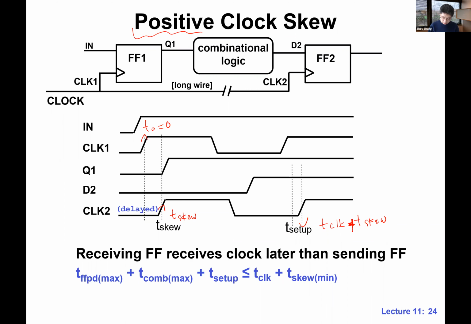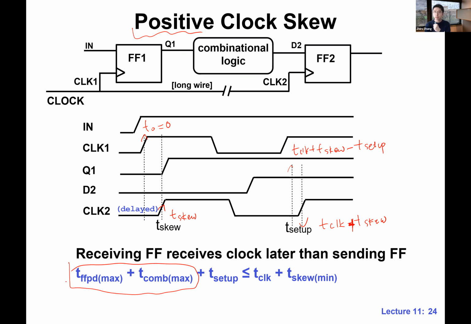And the deadline here is T clock plus T skew minus T setup. Okay. And the arrival time is still the same. This is arrival. Any questions?